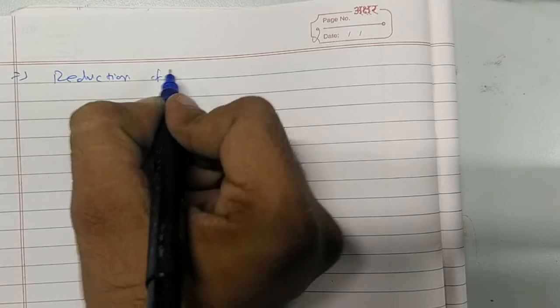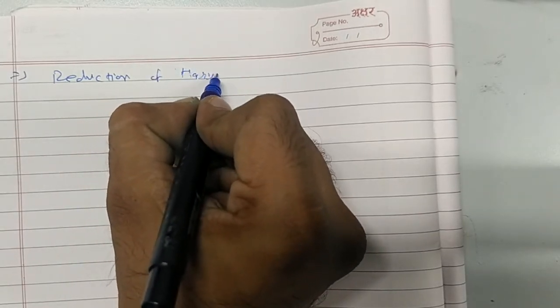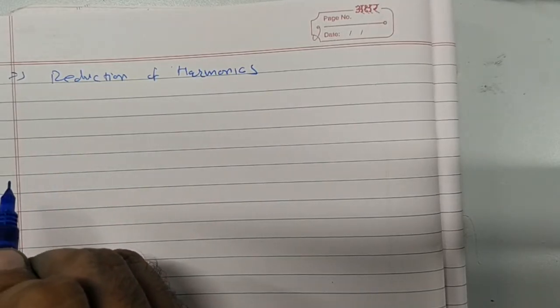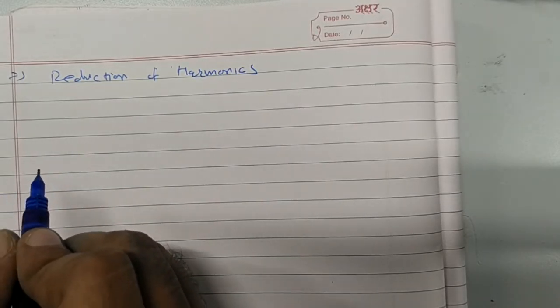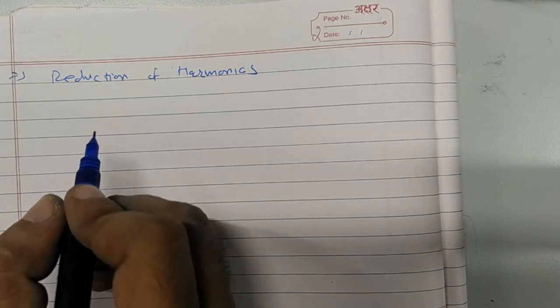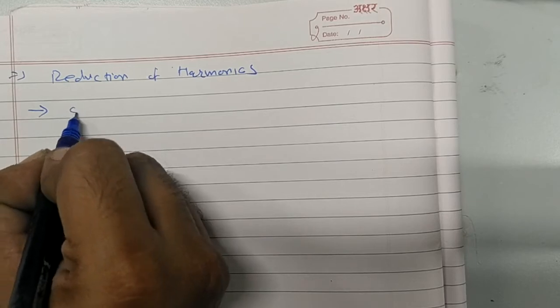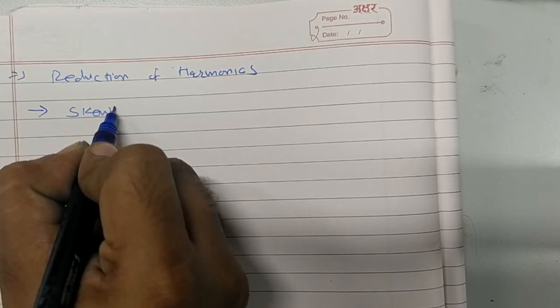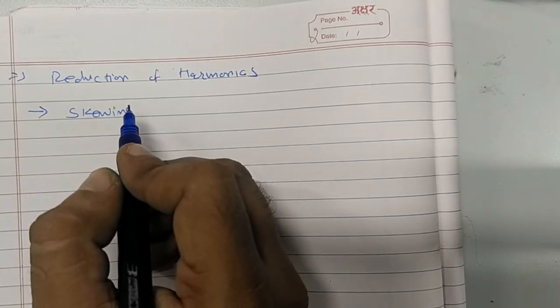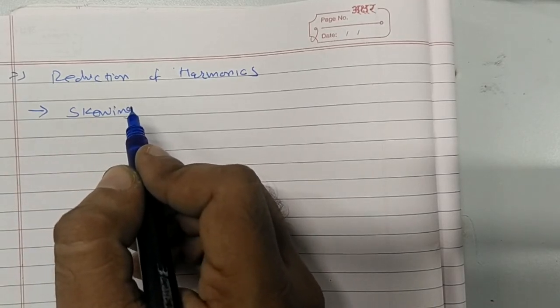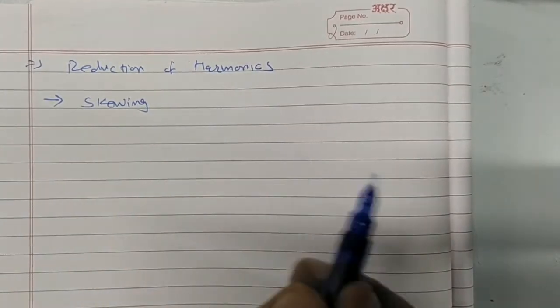Reduction of harmonics. So how do we reduce the harmonics inside the machine, in a synchronous motor specifically? The first method you already know, that is skewing. Skewing is nothing but the rotor bars being tilted at a certain angle with respect to the shaft axis.